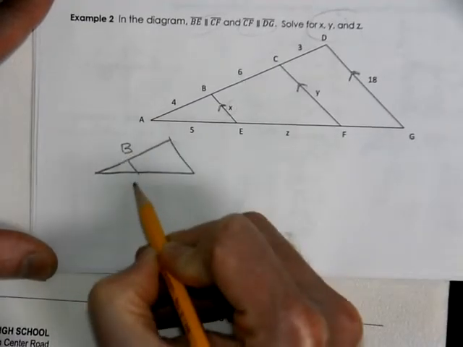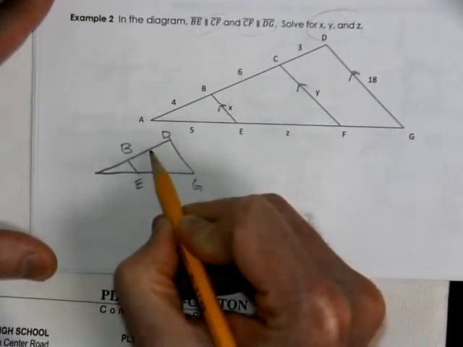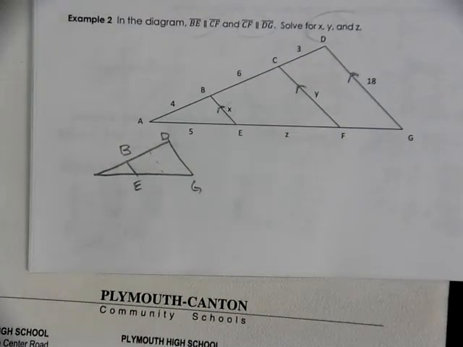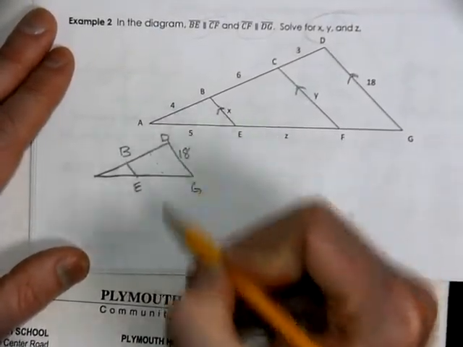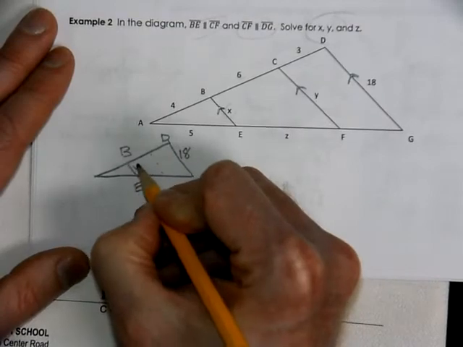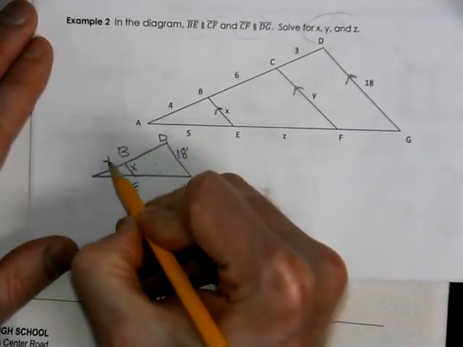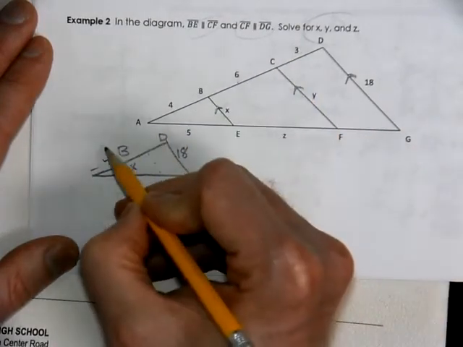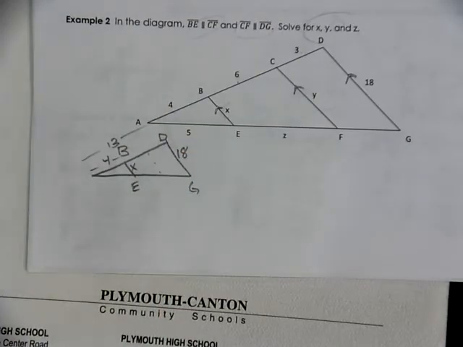So if this was BE and this was DG, we're not using the one that's in the middle there. We're not using CF because the big triangle has 18. The small triangle is X for that corresponding part. We know that this length is 4, and 10, and 3 is 13. That's 13.